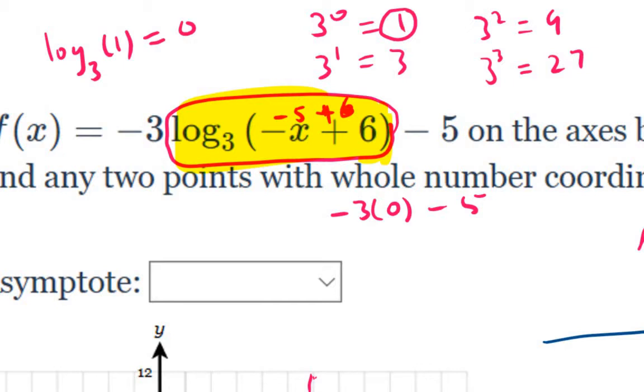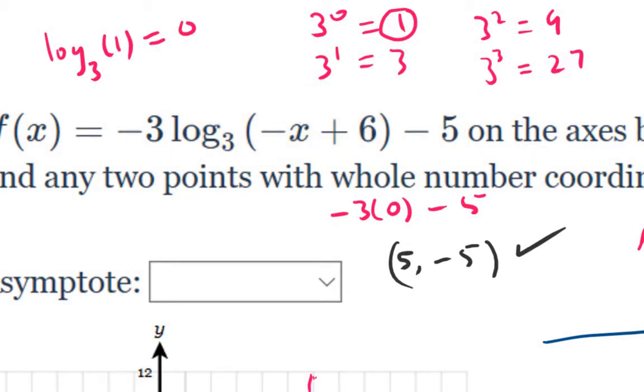So now we have that, and then we can do negative 5. Now we got one of our points: when x is 5, y is negative 5. Okay, good. 1 point. We need one more point. So let's go back and do the same thing all over again. We want this stuff that's inside to be equal to 3. All right, so let's try to write an equation for that. It will be negative x plus 6 equals 3.